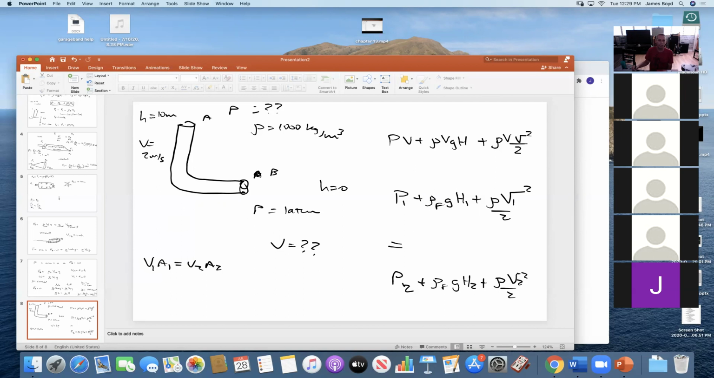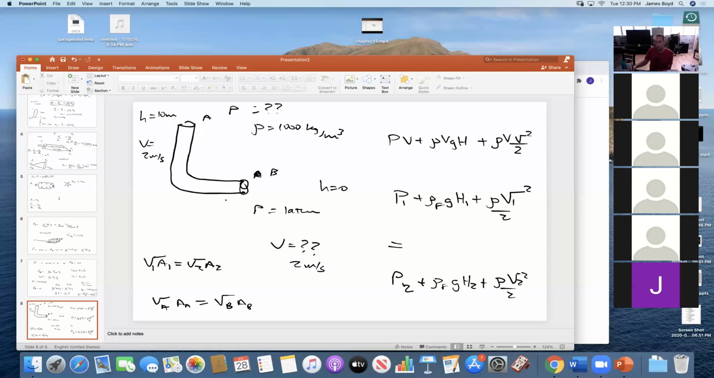This just says that the velocity times the area is equal at every point, okay? So for us, we know the velocity at A times the area at A is equal to the velocity at B times the area at B. But if these two A's don't change, if the pipe doesn't change at all, then the areas at A and B are the same, and therefore VA and VB are the same. So if it's at 2 meters per second here, it's at 2 meters per second at the bottom.